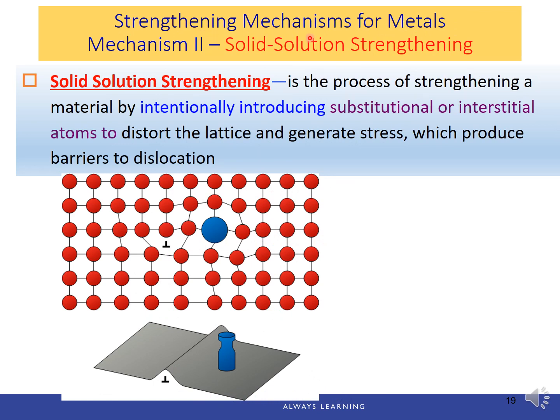The second strengthening mechanism is solid solution strengthening, which is the process of strengthening a material by intentionally introducing substitutional or interstitial atoms to distort the lattice and generate stress, which produces barriers to dislocation. This is like we're trying to move the carpet, but someone has placed a heavy steel ingot, for example, or put a chair onto the carpet, which will impede the movement of the carpet. Same idea, which is analogous to an impurity atom, which will impede the motion of the dislocation by introducing distortion to the surrounding lattice.